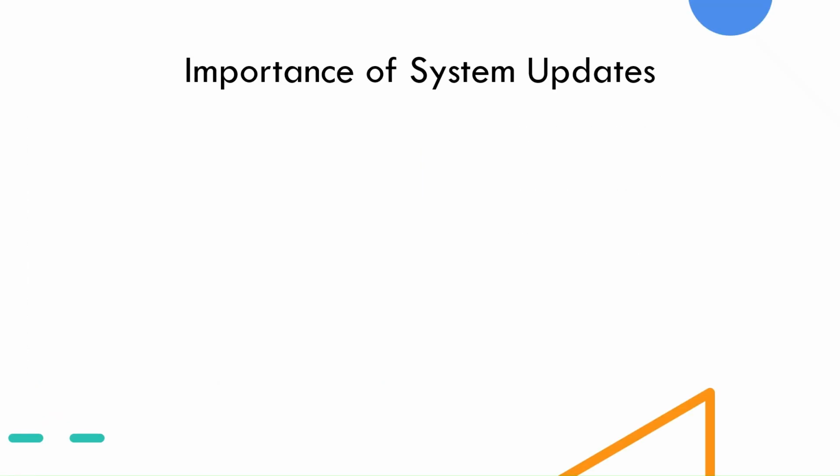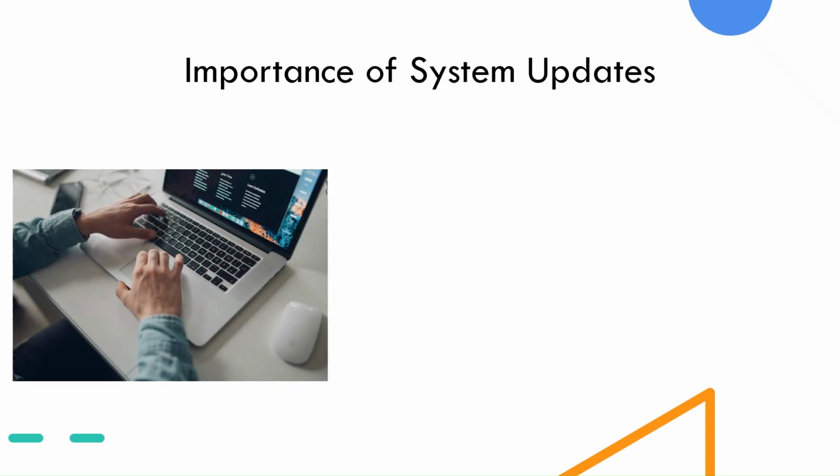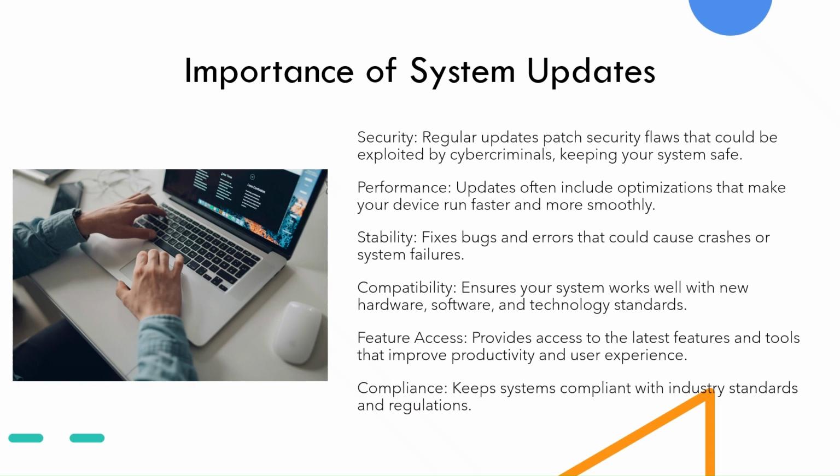Importance of system updates. Security updates fix problems that hackers could use to attack your device, keeping it safe. Updates also help your device run faster and smoother. They fix errors that could cause crashes. Updates make sure your system works well with new hardware and software. They give you new features to use and help your system stay up to date with rules and standards.